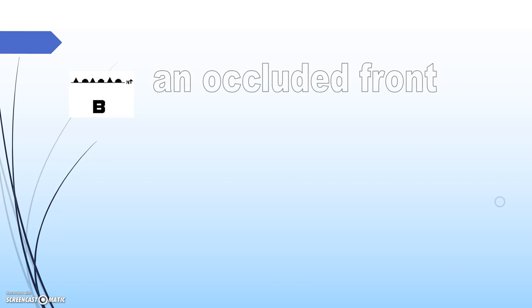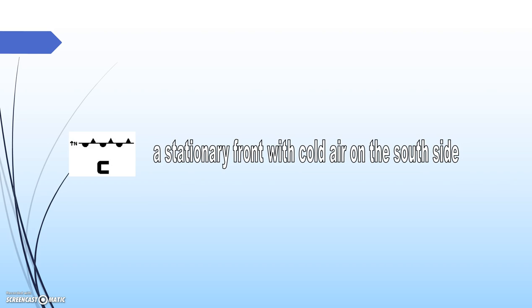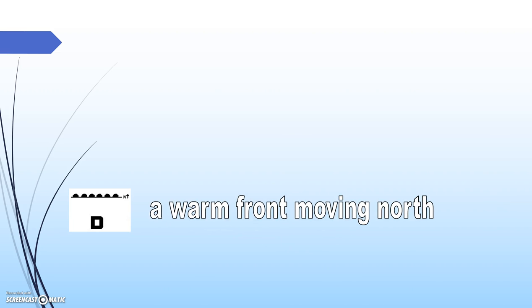Example B, an occluded front. Example C. Now this one's tricky. You have a stationary front. The cold air is on the south side, moving to the north. The warm air is on the north side, moving to the south. Letter D is a warm front. Which direction is the warm air moving? A warm front moving north.